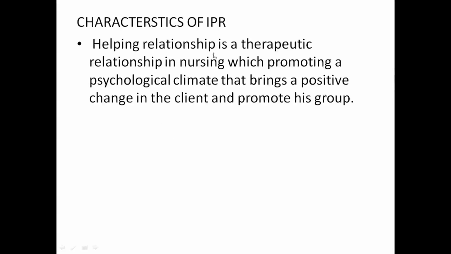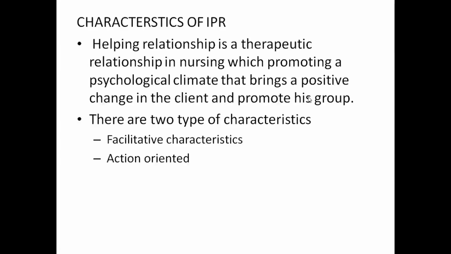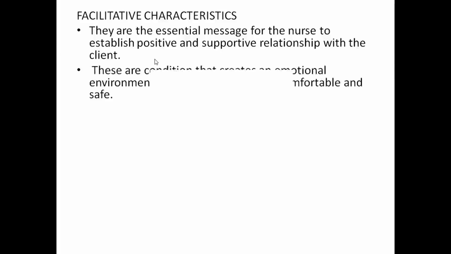A helping relationship is a therapeutic relationship in nursing which promotes a psychological climate that brings a positive change in the client and promotes his growth. There are two types of characteristics, facilitative characteristics and action-oriented characteristics. Facilitative characteristics include essential messages for the nurse to establish a positive and supportive relationship with the client. These are conditions that create an emotional environment in which the patient feels comfortable and safe.